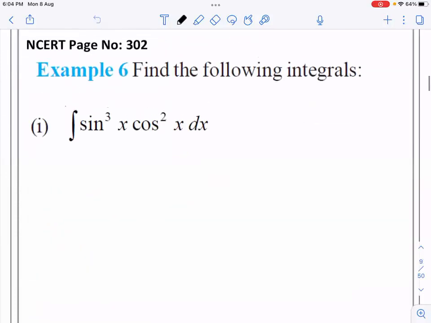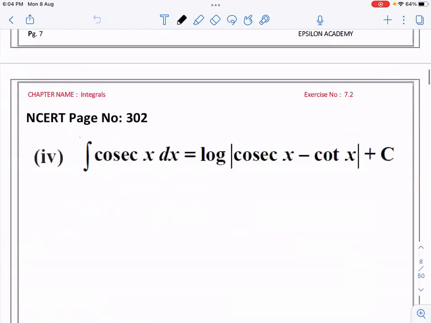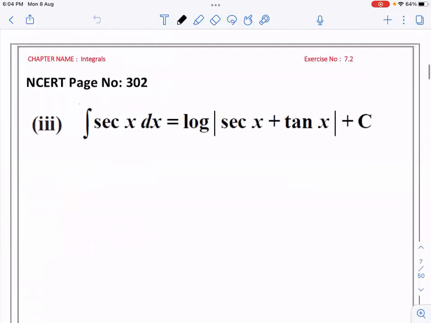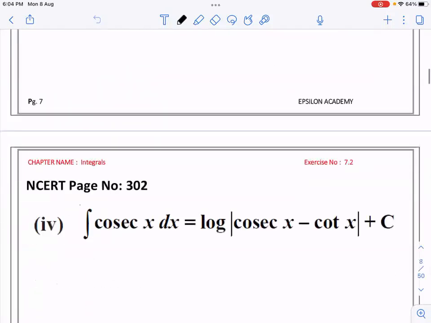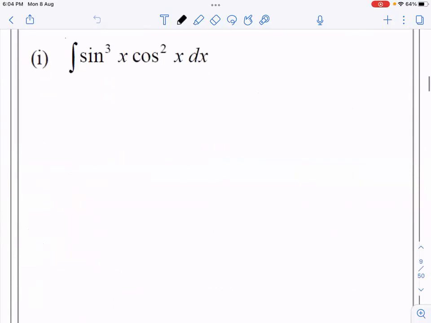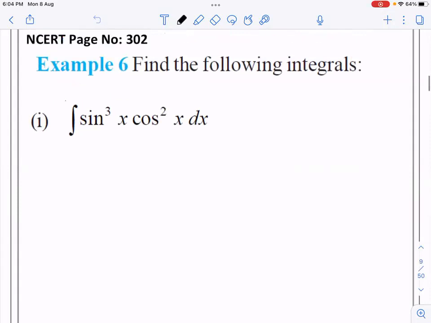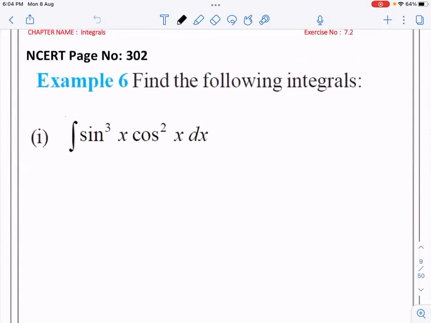I don't remember doing these problems. Integral of sine cube x into cos square x dx. Did we? We did till example 5, no? So we didn't do this problem, sine cube x into cos square x. Shall we start with this?